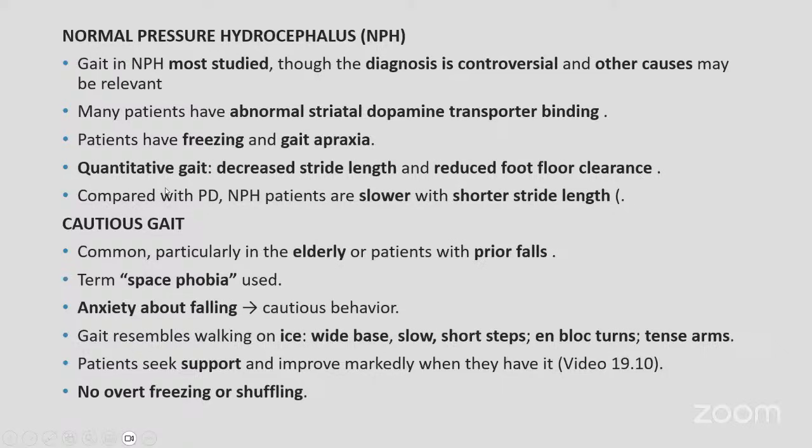Compared with PD, NPH patients are slower and have a shorter stride length. Next, cautious gait. It is seen particularly in the elderly or in patients with prior falls; the main term used is space phobia. They have anxiety about falling, so they have this cautious behavior. The gait resembles walking on ice: wide based, slow, short steps, en bloc turns, and tense arms. Patients seek support and improve markedly when they have it. No overt freezing or shuffling is seen in cautious gait.